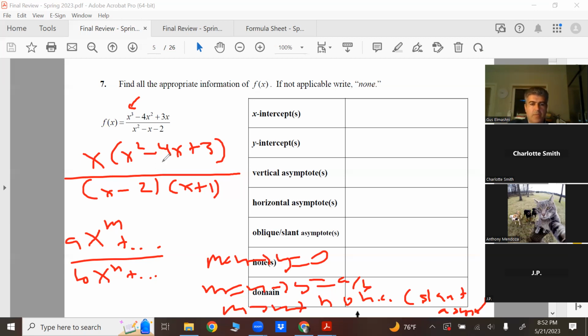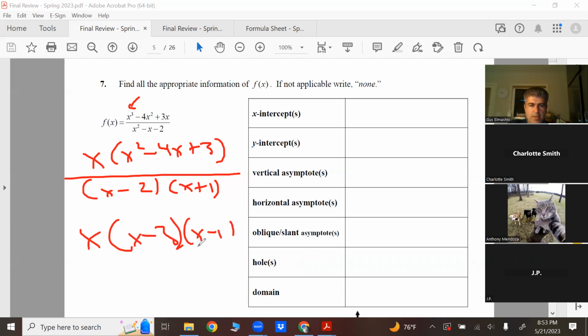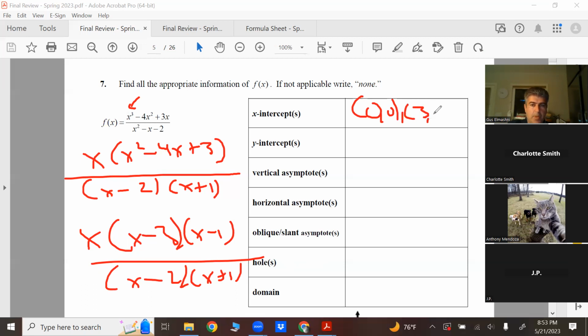So let's come back to the problem here, find the intercepts, and then I noticed some more questions in the chat, so I'll get to those in just a little bit. Let me at least find the intercepts here. The top is x minus 3 and x minus 1. The bottom is x minus 2 and x plus 1. So the x-intercepts, of course, 0, but you've got to write them as coordinates. Remember, some of you lost points for that. (0, 0), (3, 0), and (1, 0).